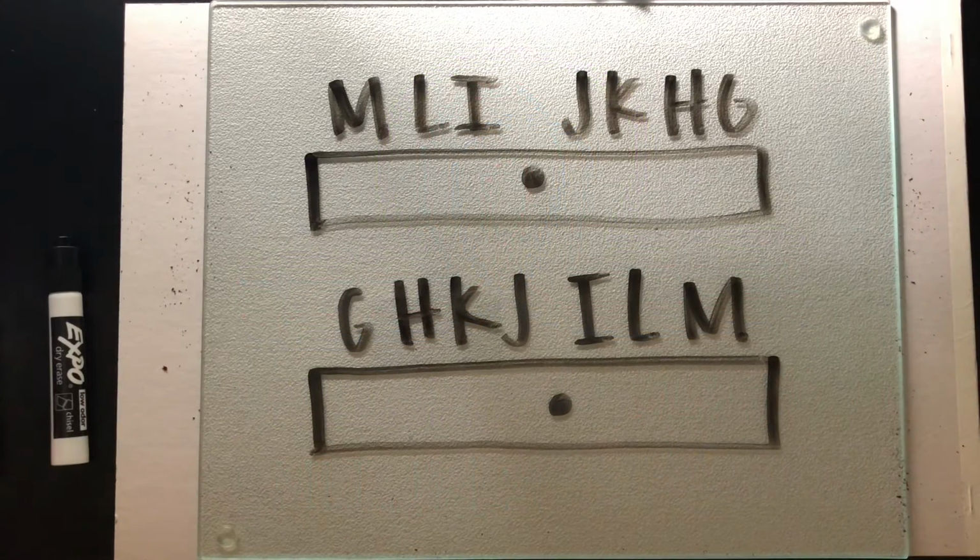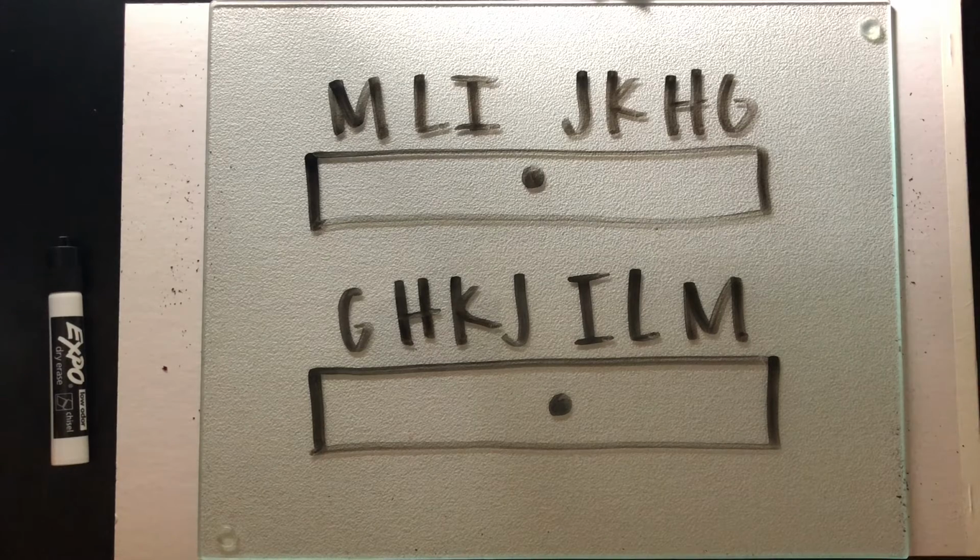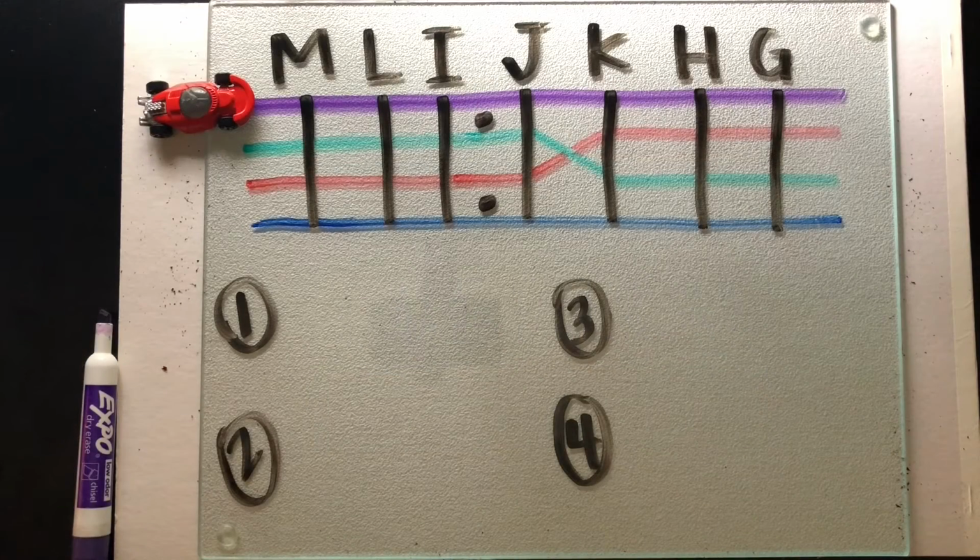For our second example, let's consider a second individual with the chromosomes M, L, I, J, K, H, G, with a centromere between I and J, and a second chromosome G, H, K, J, centromere, I, L, M. You might have noticed that this is actually the same order of genes, just reversed. So we can line these 2 chromosomes up evenly to understand the synapsis that would occur between them. In this example, we will still encounter crossing over between the J and K genes.